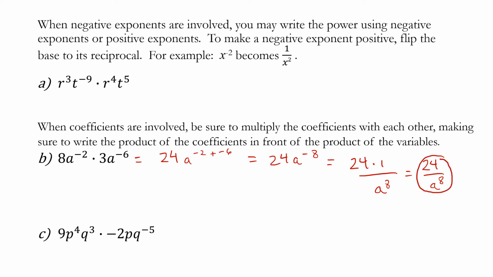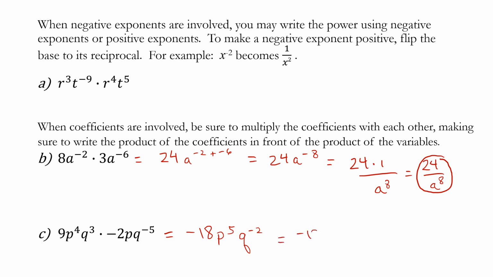And now looking at the last one, we have our coefficients are 9 and -2. So when we're multiplying these, 9 times -2, well, I know that's -18. Now p to the 4th times p, we get p to the 5th. And q to the 3rd times q to the -5th. I add those exponents, 3 plus -5, and I get q to the -2.